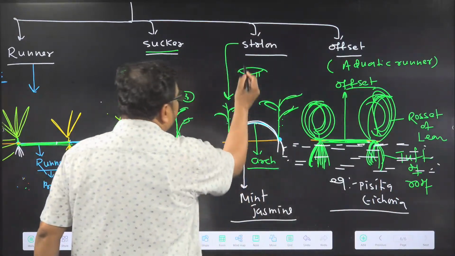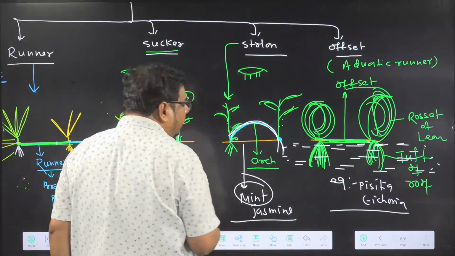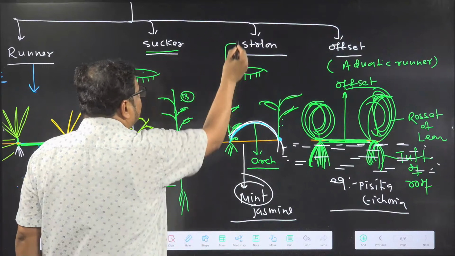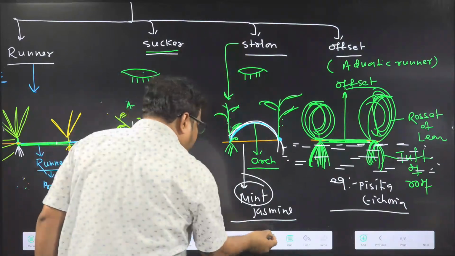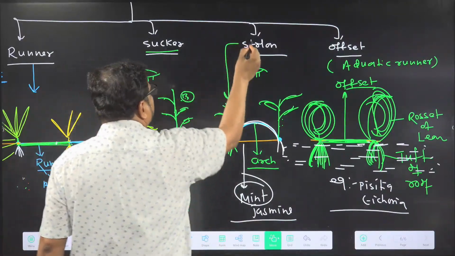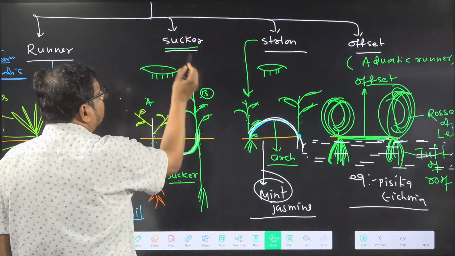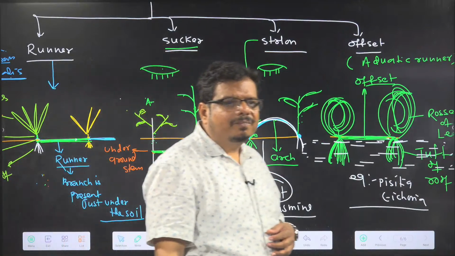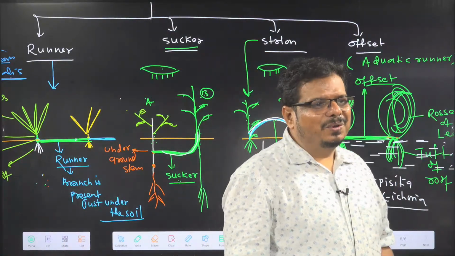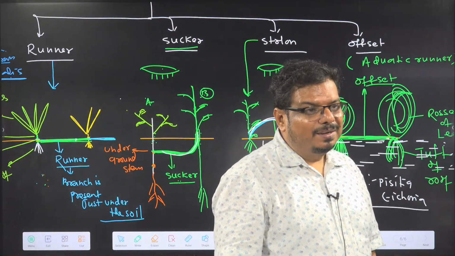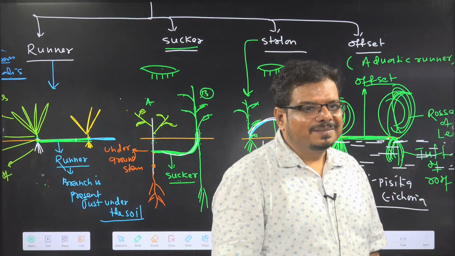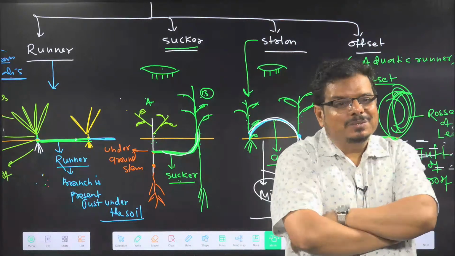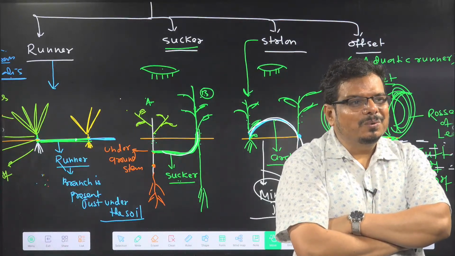NCERT wrote mint in which one? Actually, mint belongs to stolon in NCERT. But in the option, they asked mint, and stolon was not given. The question was, mint belongs to. Who was not in the option? Stolon was not in the option. Who was in the option? Sucker. What to do in that situation?